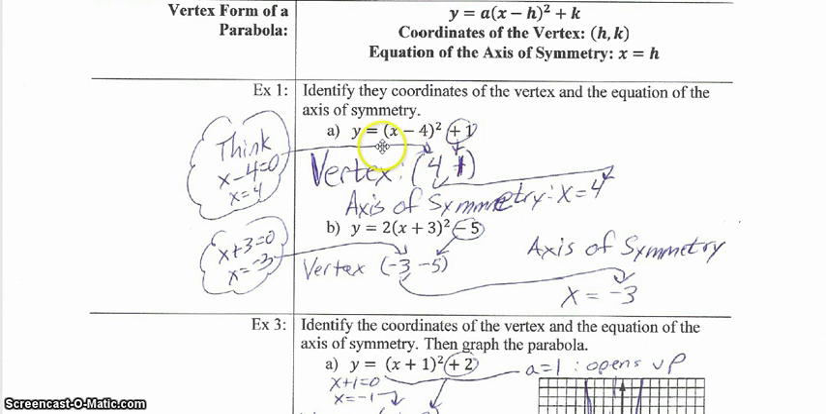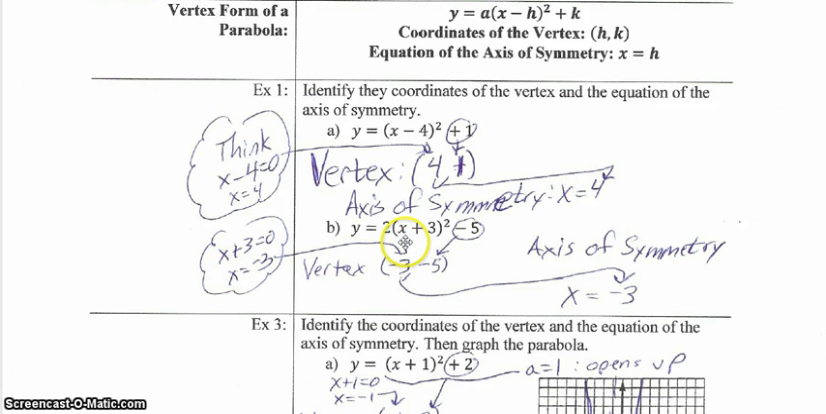Quantity x minus 4 squared plus 1. Well, when we try to figure out the vertex, we can think x minus 4 equals 0. What's x? And we did many of these right now. X equals 4. And we just use this value right here, the constant, as your y coordinate. Done. Axis of symmetry, x equals 4.